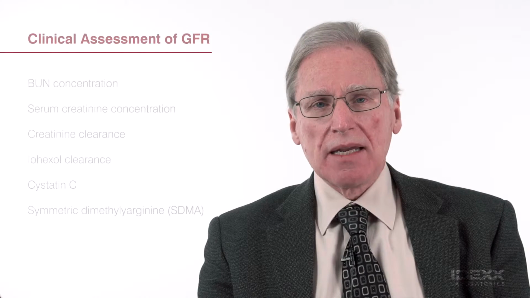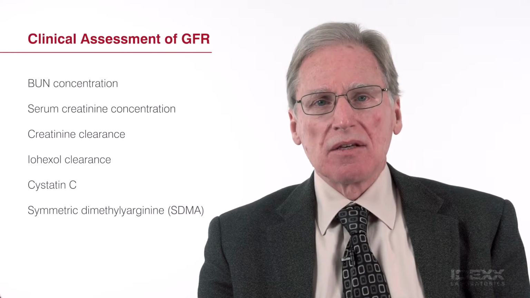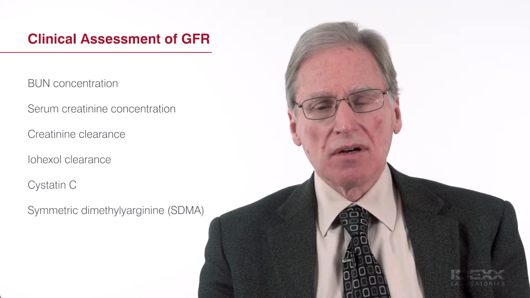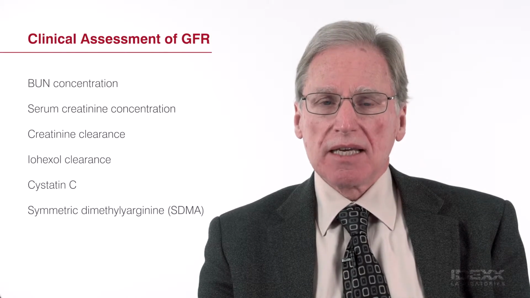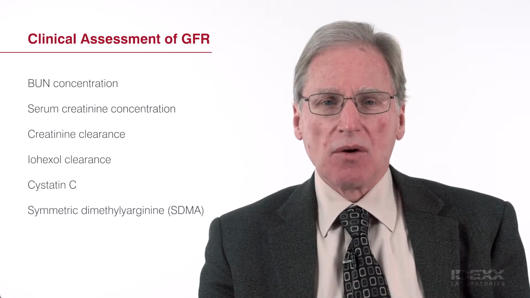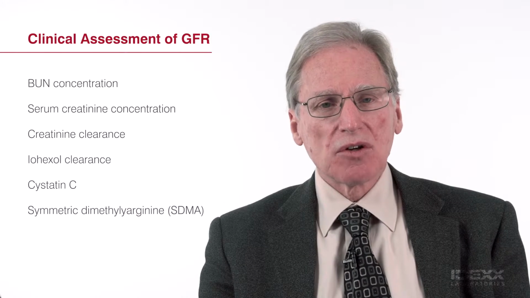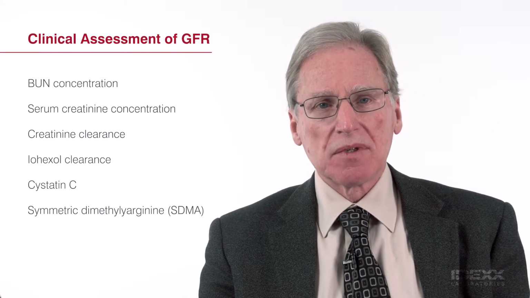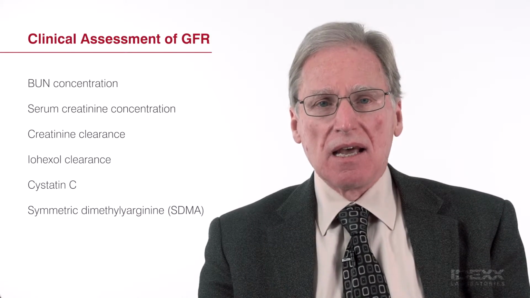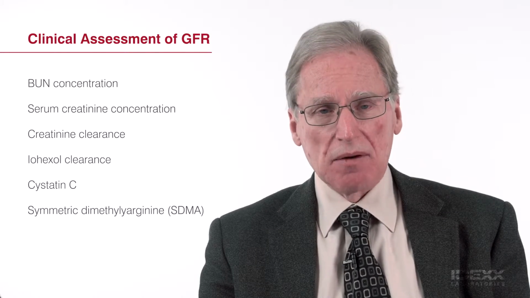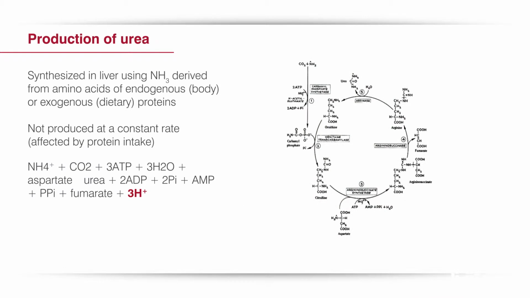There are several different ways that you can evaluate glomerular filtration rate. Historically, looking at the BUN and the creatinine on the biochemical profile is a way to evaluate GFR. We can also look at clearance techniques such as the creatinine clearance and the iohexol clearance. And finally, there are some more recent tests that have been developed, such as cystatin C and SDMA, that we'll talk about.